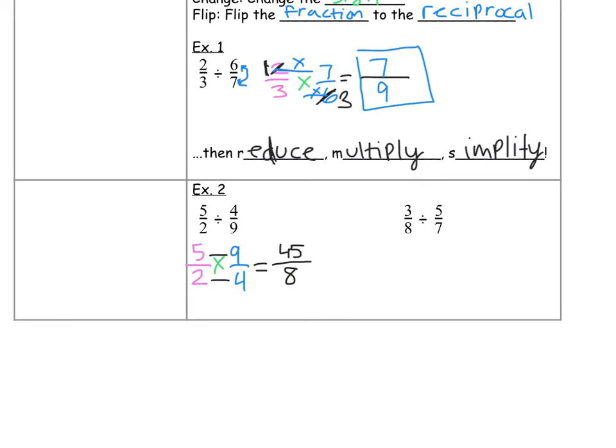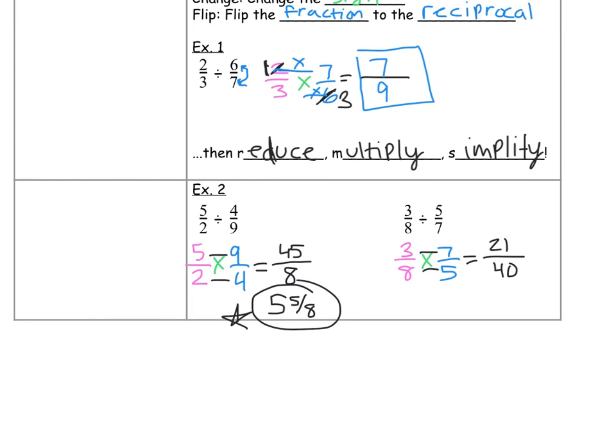Now, let's simplify. 45 divided by 8. I know 40 divided by 8 will get me 5. And if I have 45 minus 40, I'll have 5 left over. So I have 5 and 5/8. So this is my simplified answer. Make sure we're always simplifying. Now, let's try to do number 2. Try it on your own and then come back.